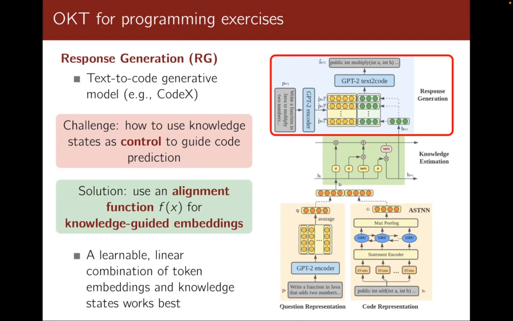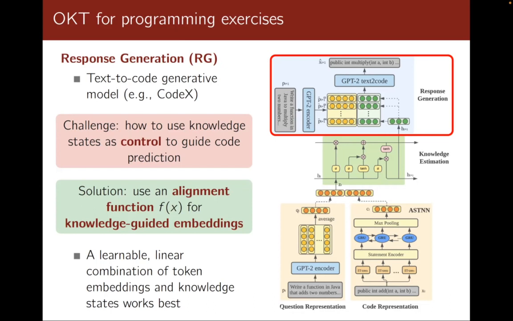In other words, we are using the knowledge state to perturb the input space, so that the students have the input to the textual code pipeline as a perturbed version of the original text that describes the task. Then you generate, and the output would be code that has different properties according to each student's current knowledge state. What we found is that a learnable linear combination of token embeddings and knowledge state works the best among all the other things that we tried.